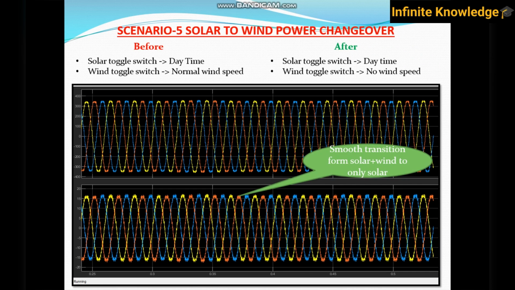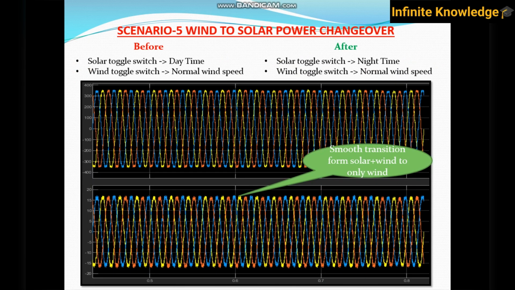Okay. Scenario 5, solar to wind or wind to solar. Initially both solar and wind power our load. Solar is healthy in the daytime and the wind speed is normal. After some time, solar to wind changeover: it is daytime and there is no wind. You can see initially both are feeding the power, but after some time, whenever wind speed is not sufficient to generate power, the wind turbine is isolated and only solar feeds the load. So you can see how smooth the transition is from solar and wind to only solar.